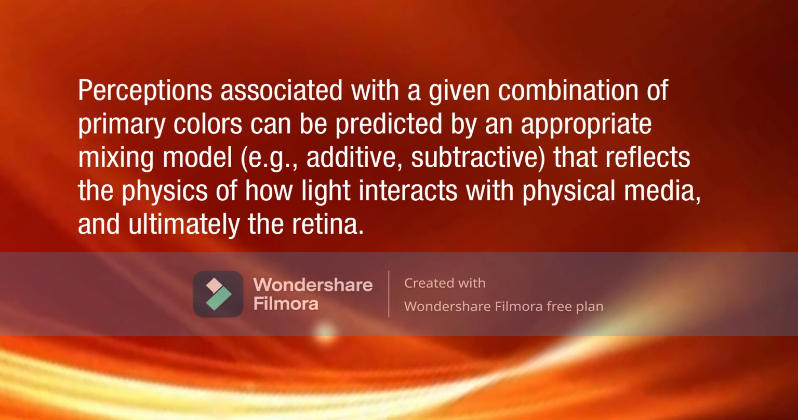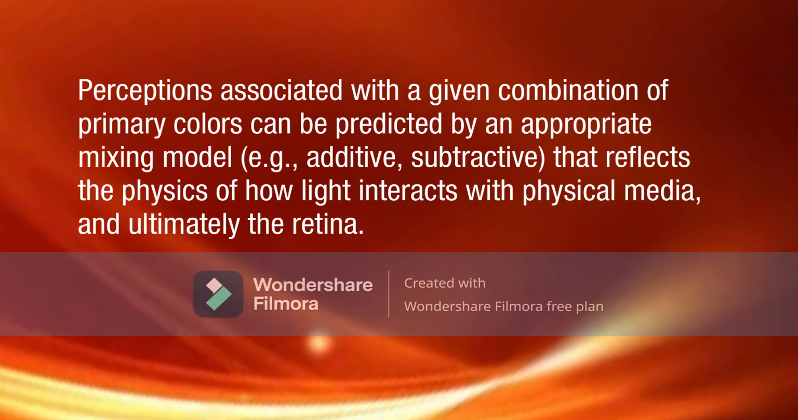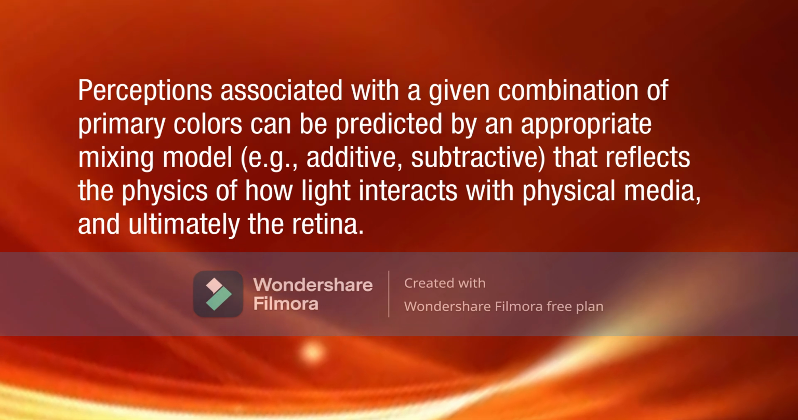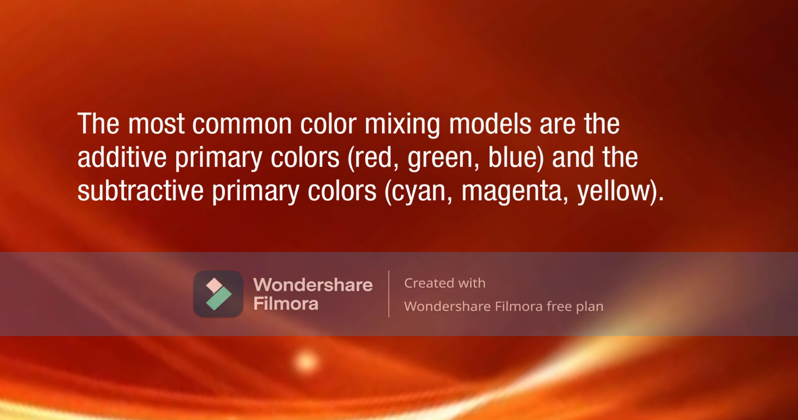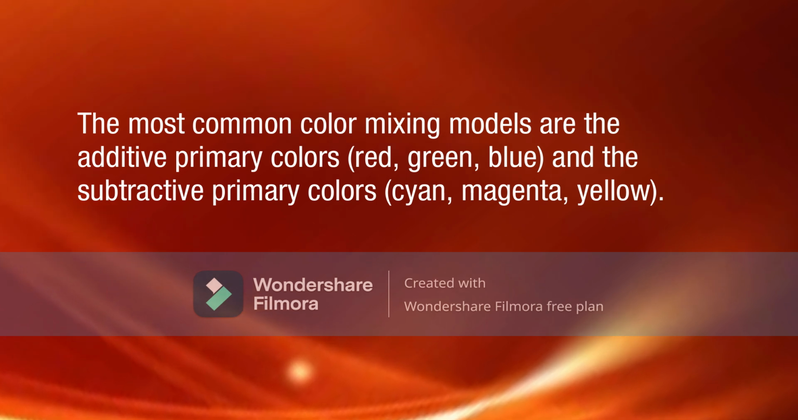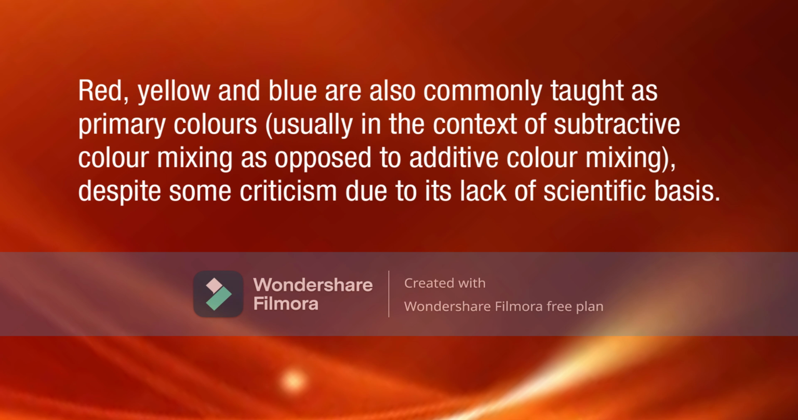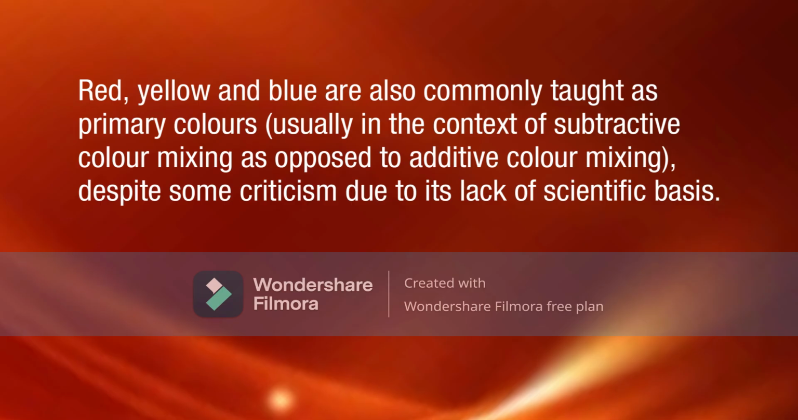Perceptions associated with a given combination of primary colors can be predicted by an appropriate mixing model (for example, additive, subtractive) that reflects the physics of how light interacts with physical media, and ultimately the retina. The most common color mixing models are the additive primary colors, red, green, blue, and the subtractive primary colors, cyan, magenta, yellow. Red, yellow and blue are also commonly taught as primary colors, usually in the context of subtractive color mixing as opposed to additive color mixing, despite some criticism due to its lack of scientific basis.